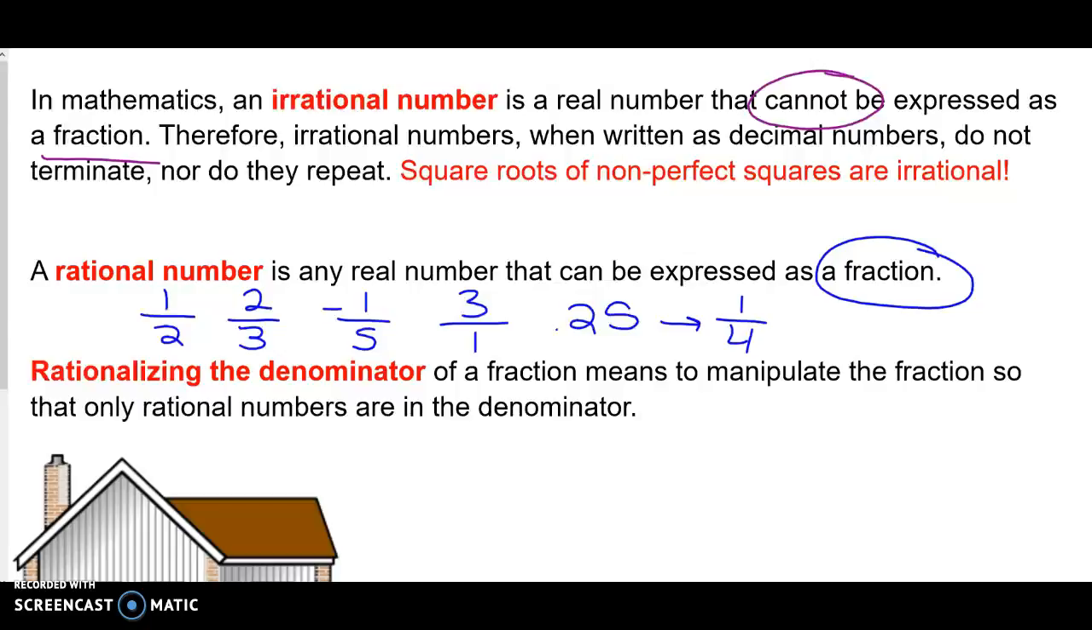So some numbers that are irrational. Anyone know? There's one really obvious one everyone always says. 1? 1 can be written as a fraction. 1/1 is rational. Pi. 3.141. Pi is irrational. The number e is irrational.